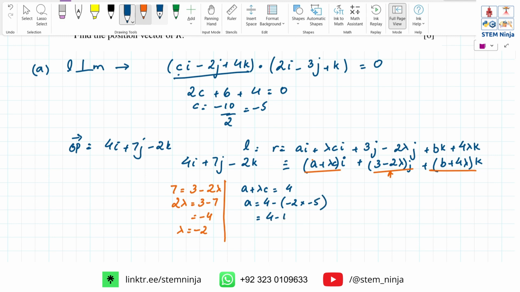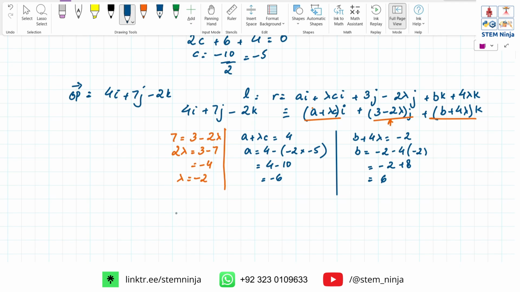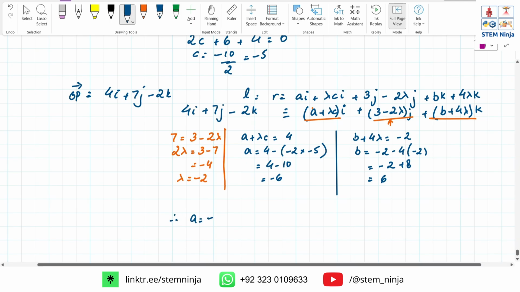So 4 minus 10, that is minus 6. Right. So A is also now known. Now we move on to B. So B plus 4 lambda equals minus 2. So B would be minus 2 minus 4 lambda, which is minus 2 plus 8, which is 6. Therefore, A is equal to minus 6, B is equal to 6, C is equal to minus 5.